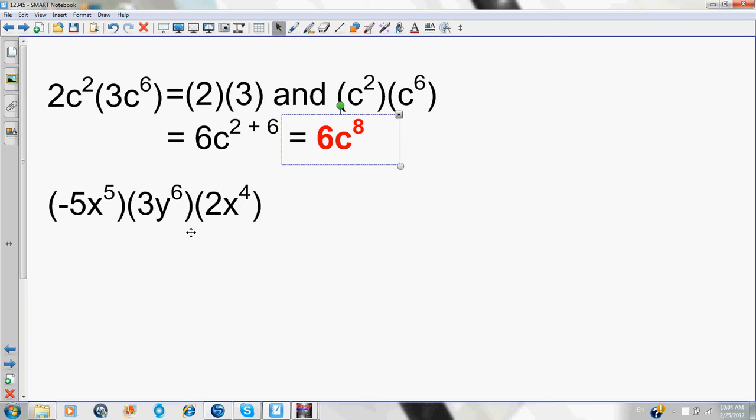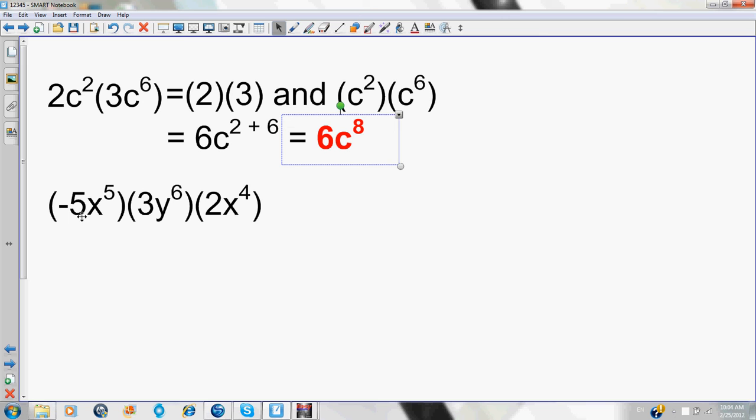What do you notice here? Well, in this one we've got an x, in this one we've got a y, and in this one we've got an x. So the only two that we can add the exponents when we multiply them is the first one and the third one, because they have the same base, an x. Okay, the y is different, so you cannot add the exponent of the y.